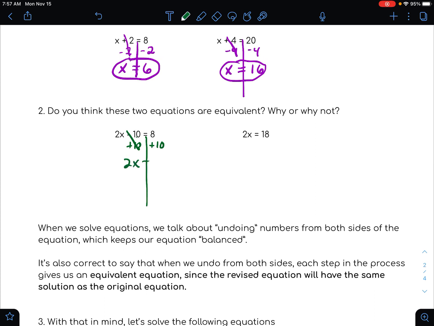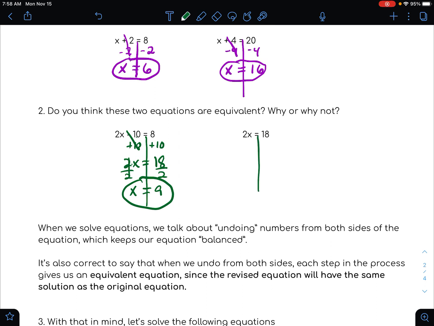Negative 10 plus 10 is 0, bring down 2x. 8 plus 10 is 18. Remember, this is 2 times x. In other words, 2 times something is 18. Probably do that in your head, maybe. But we will undo this multiplication now by its inverse, or undoing operation, which is division. So 2 divided by 2 is 1, or 1x, or just x. And 18 divided by 2 is 9. So the solution is x equals 9.